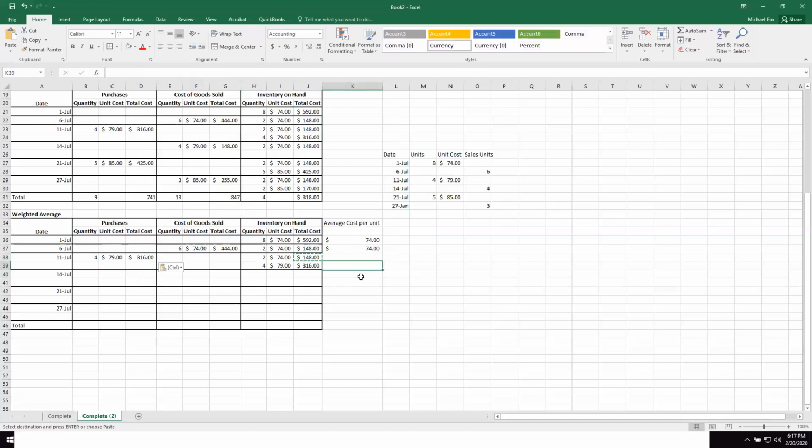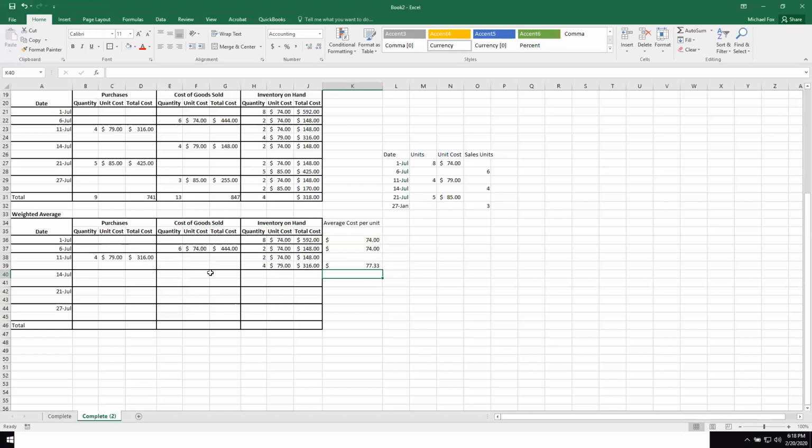But now to find our new average cost, which we're going to need to apply the next time we make a sale, what we have to do is take our total cost, which is the cost of the $74 units plus the cost of the $79 units, and divide that by the total number of units. So we have 2 of the $74 units plus 4, so 6 total units. And that's going to give us a new average cost. And then that average cost will apply whenever we make a sale.